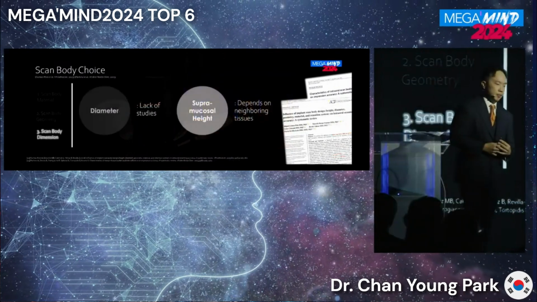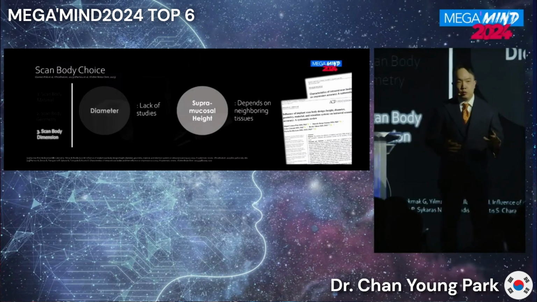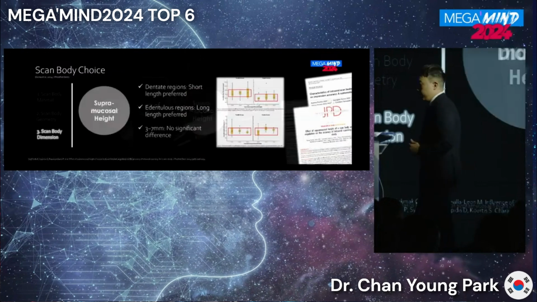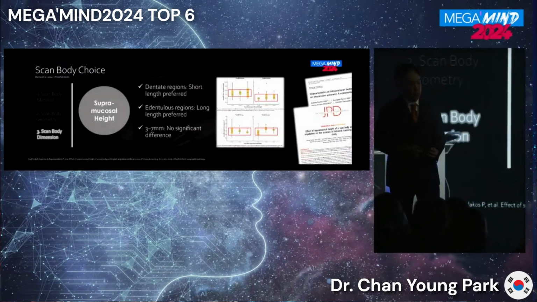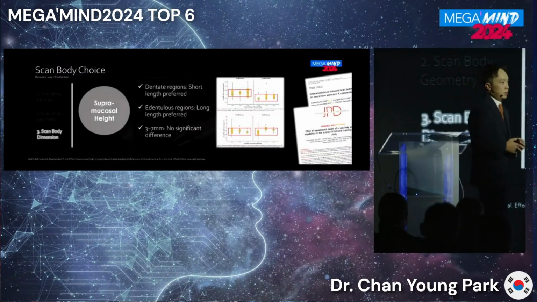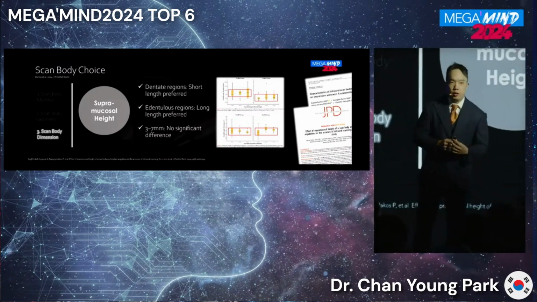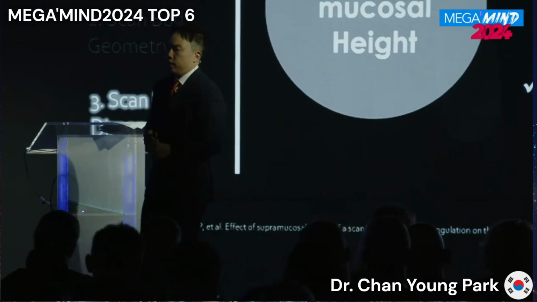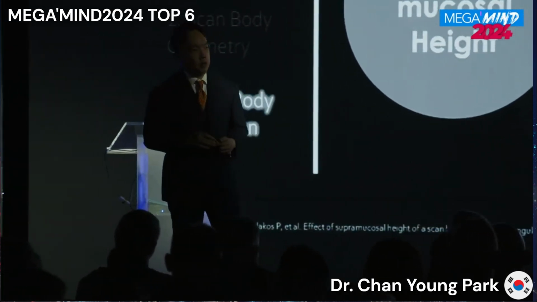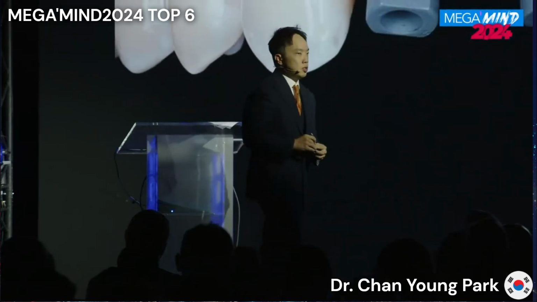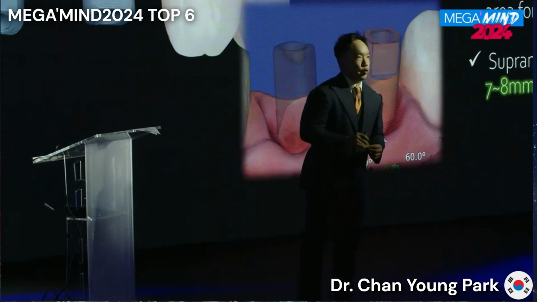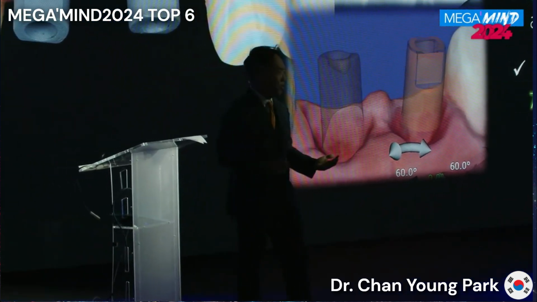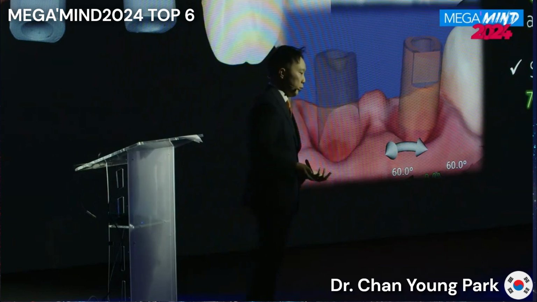And finally, the dimension. There are not many studies about the diameter, but there seems to be a certain pattern associated with the supramucosal height. If the surrounding tissues are mostly dentate, a short length may be preferred, but if it is mostly edentulous, a longer length may be preferred. But between 3 to 7 millimeters of supramucosal height, there does not seem to be any significant difference. So what I want to say is that the optimal scanning strategy has to be crafted based upon the evidences. Maybe a little too conservative, but I think it's the safe way.